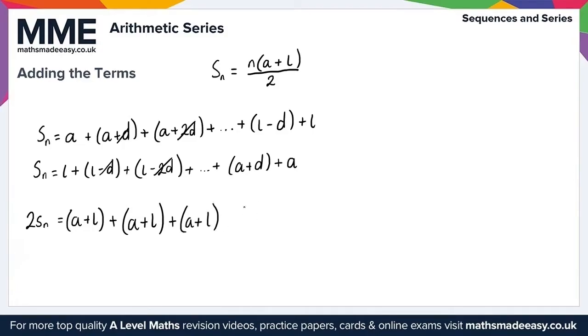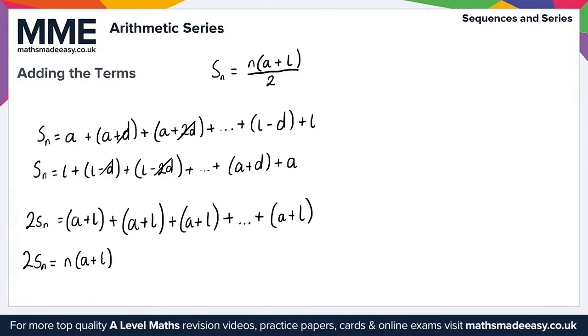This carries on for n number of times, all the way to our final a plus l. Like we just said, this occurs n number of times. So in that case, we can define two lots of S n simply as n lots of a plus l.